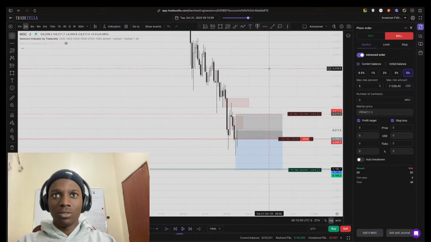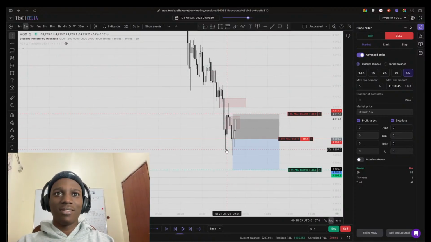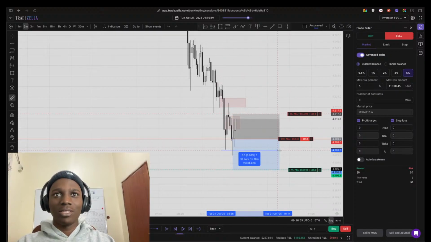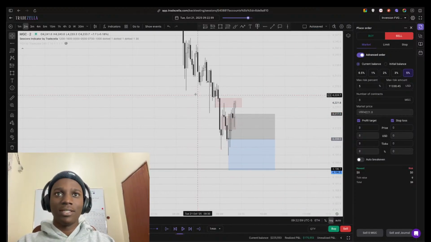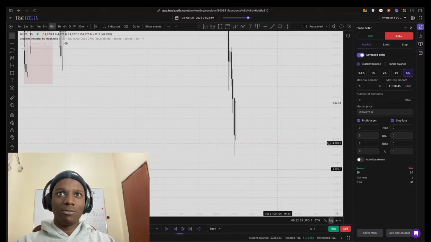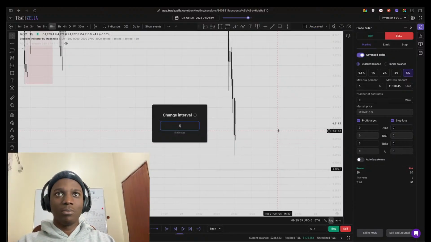Whoa. Now after this liquidity run, you see that we're gonna get stopped out right away. So quite unfortunate. Let's wait for the next opportunity to show up.